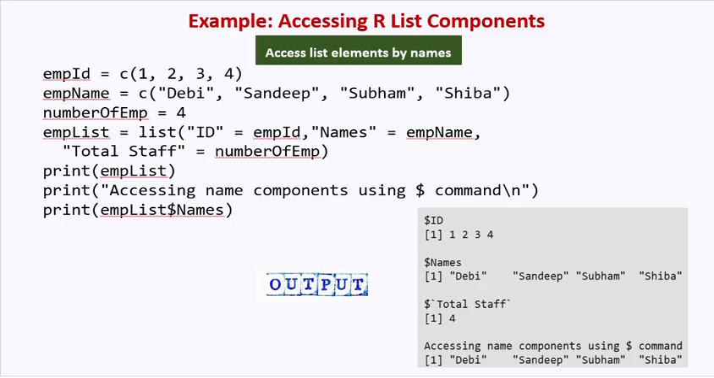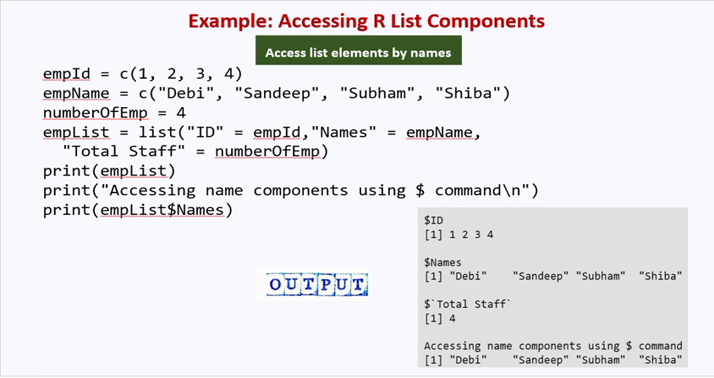So how to use this? In order to access the components with the name, we need to use a dollar symbol along with the name of the element. In this case, I need the names of all the employees. You can see in the list function, we have ID, names and total staff. These are the names we mentioned here. With the help of these along with the dollar symbol, we can access the value.